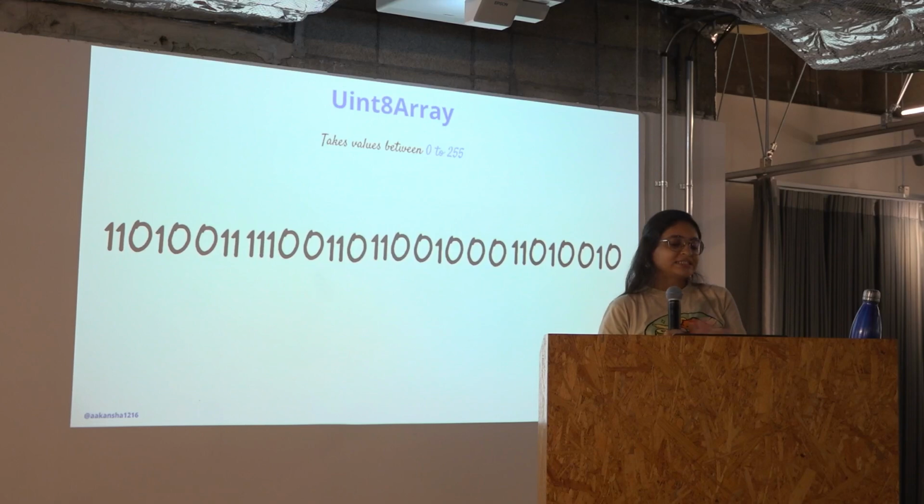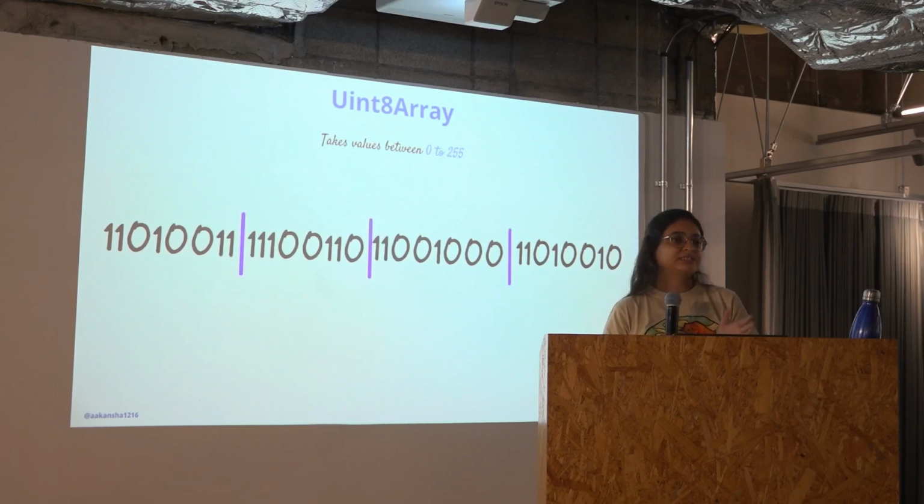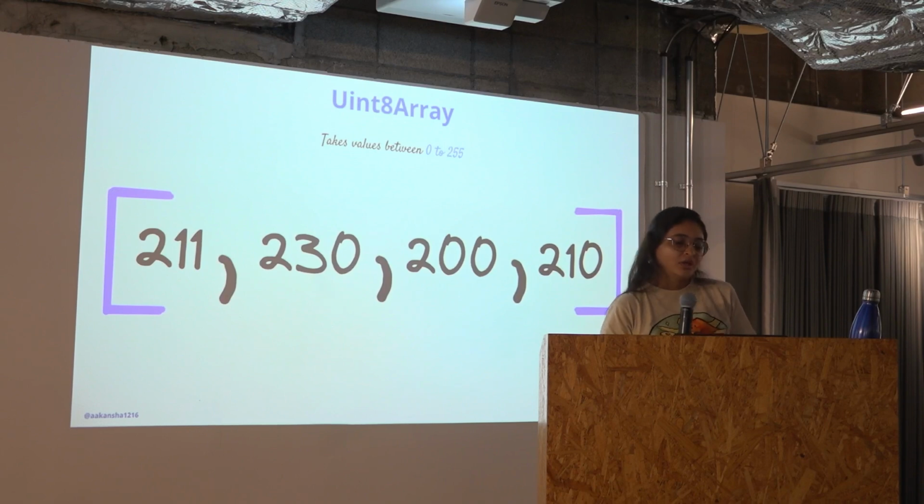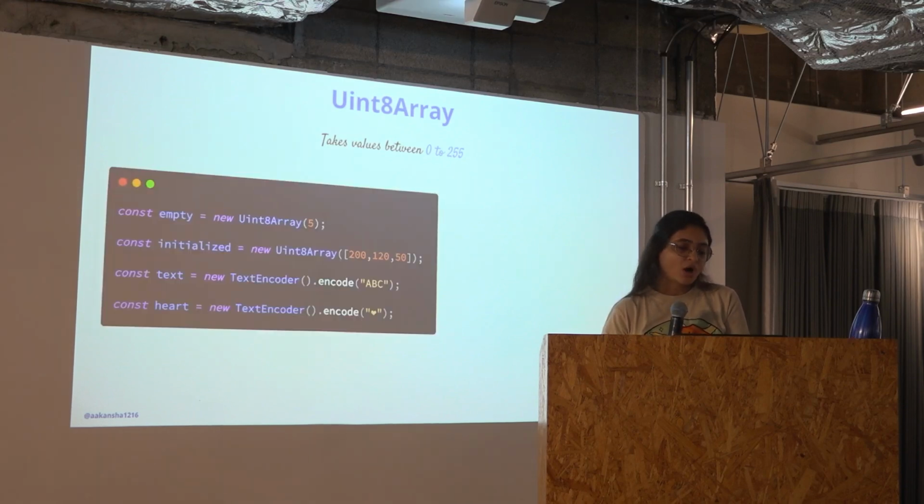So let's consider a stream of bytes. Now what happens internally is it gets divided into 8-bit segments. Each 8-bit segment is converted to its equivalent decimal, and this is what you see in the browser. So when you log the data, this is what you will be seeing. So this is what a Uint8Array is, and now how do you use it?